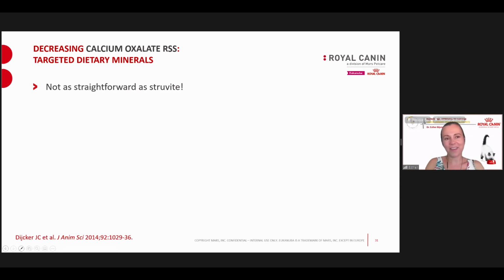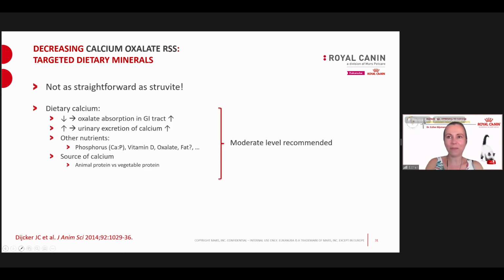Unfortunately, calcium oxalate RSS is not as straightforward as struvite in targeted dietary minerals. This slide, therefore, is a little bit more of a mess than the previous one. So first of all, you think, okay, calcium, huge in calcium oxalate, right? So can I just decrease dietary calcium and decrease the risk? But no, because calcium binds oxalate in the gut. So if you decrease dietary calcium, you actually increase oxalate absorption from the GI tract. And if you increase dietary calcium, because you're like, oh, maybe I should increase it, because then maybe the oxalate won't get absorbed, then you get a higher urinary excretion of calcium.